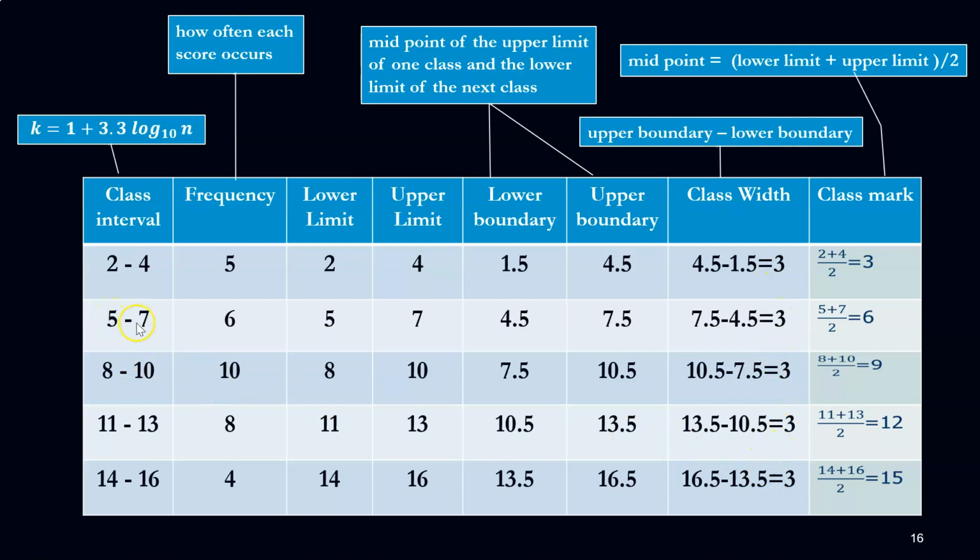Sama juga, 5 to 7. Dalam 5 to 7 ni kita ada 5, 6, and 7. Ada 3. That's why you get 3 over here. So, class width, dia wajib sama untuk semua kelas. And for class mark, this is the formula, midpoint. Class mark ataupun kita panggil sebagai midpoint, titik tengah. Lower limit plus upper limit, we divide by 2. So, you just pick your lower limit, upper limit, plus it, and then you divide by 2. So, you get the class mark. Okay? So, this is how you obtain your frequency distribution table.